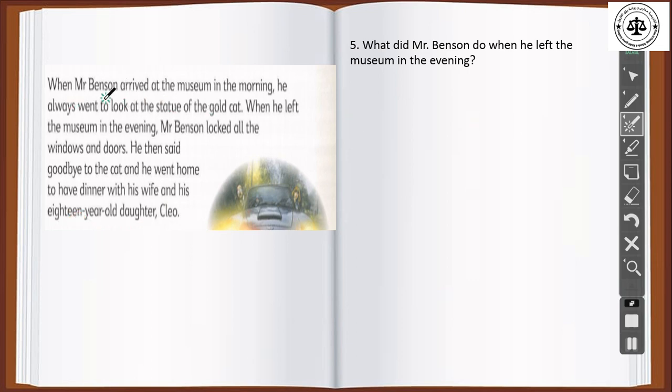Here, who can give me past simple? Yes, arrive. It's a past simple. Yes, went. Past simple. Yes, left. Past simple. Locked. It's past simple. Sit. Past simple. Yes, here we have went. Yes, all of these are past simple. Okay, here he refers to, who can tell me refers to? Mr. Benson. Okay. Who can give me here an adjective? Yes. Thank you. Gold. It's an adjective. Okay.